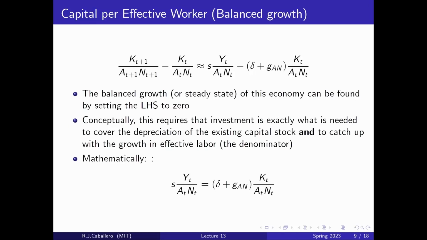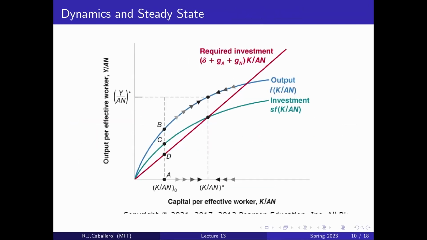Why is that? Well, because if I want to maintain the capital per effective worker constant, then I need to first make up for the depreciation of the stock of capital. I have to stabilize the numerator. But then I have to take into account that the denominator is growing for two reasons, because population is growing and because technology is growing. And in order to maintain the ratio constant, I'm going to have to add investment to maintain that ratio constant. And that's the reason now this line here rotates even further, and we get delta plus gA plus gN. Okay.